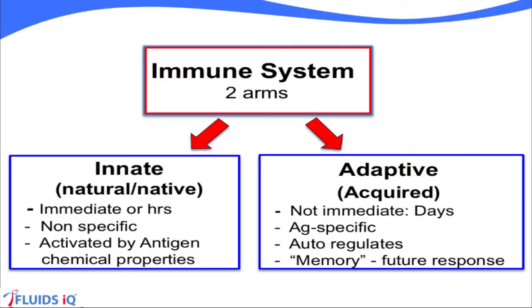Immune system, in fact, has two arms. The innate or natural or native response is immediate or within hours. It is non-specific, and it is activated by antigen chemical properties. This needs to be seen very differently from adaptive or acquired immune response that is not immediate. It can take days or weeks. It is antigen specific. So that is auto-regulated. That's what gives us the memory of immune response throughout our life and a future immune response.